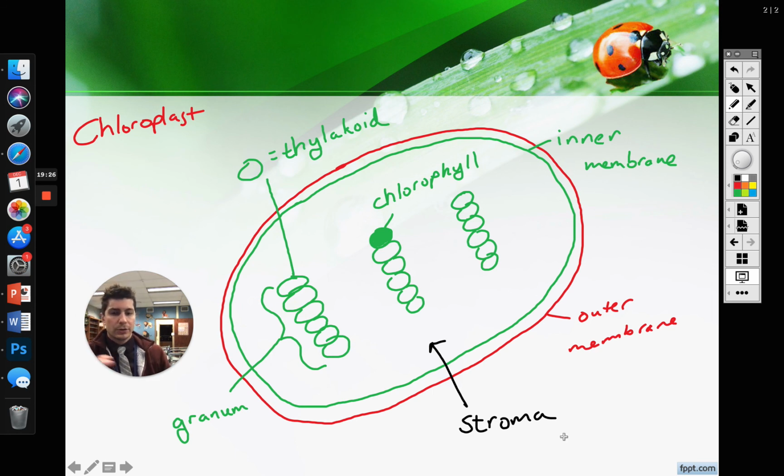All right. So here is all your structures that you need to know for a chloroplast. We have the thylakoids, which are floating around inside in stacks called granum. We have an outer membrane, we have an inner membrane, just like our prokaryotic cells. Inside of our thylakoids, we are going to have some chlorophyll, and that chlorophyll is going to help us to absorb sunlight. That's the chlorophyll's goal, which we'll talk about later. And then lastly, our liquid portion inside is called the stroma.